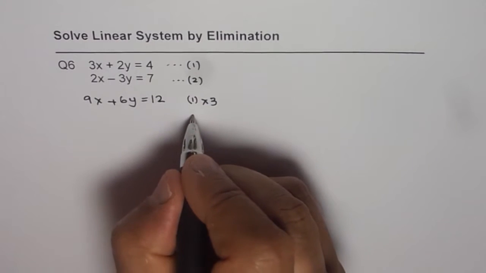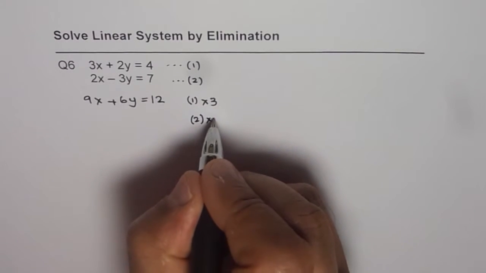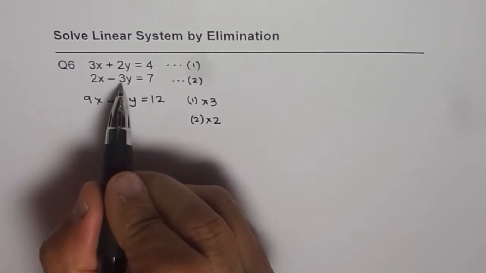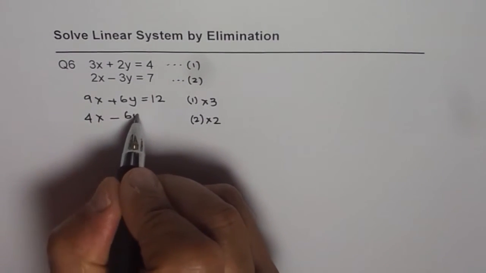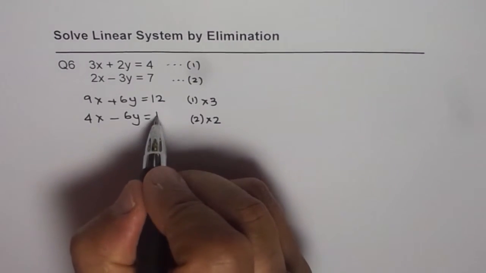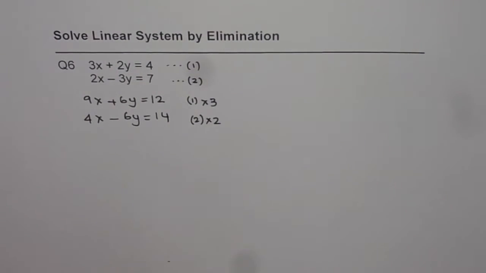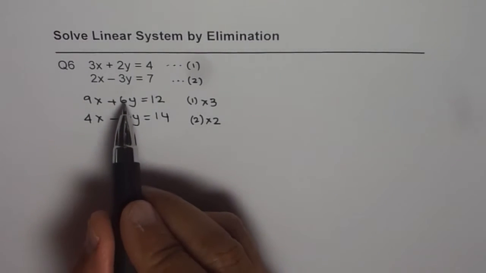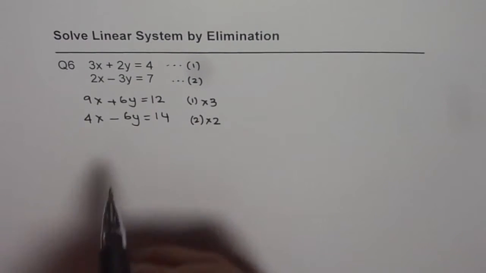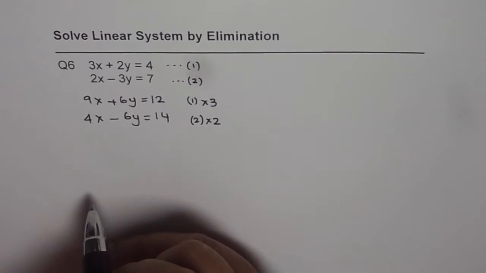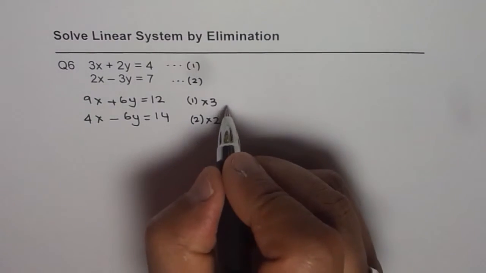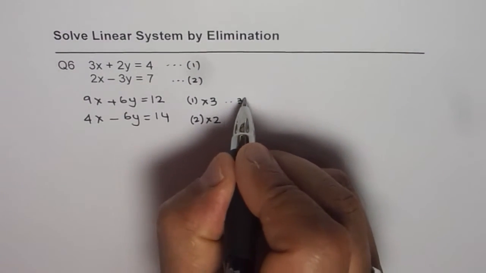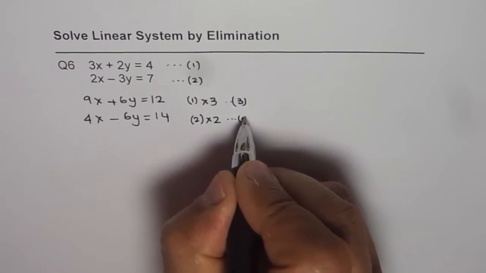And then I'll multiply equation 2 by 2. If I multiply this by 2, I get 6y, right? So I have 4x minus 6y equals to 2 times 7 as 14. As you can see, coefficients of y are exactly same. If I add these two equations, then we can eliminate y, right? So let's add them up. So before that, let me call this equation 3, and this is my equation number 4.